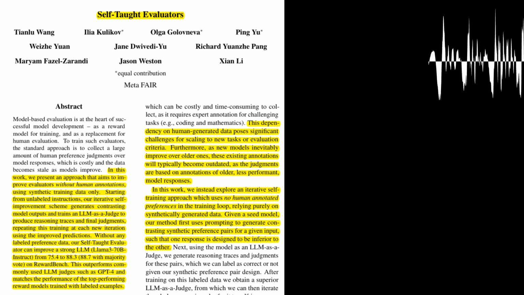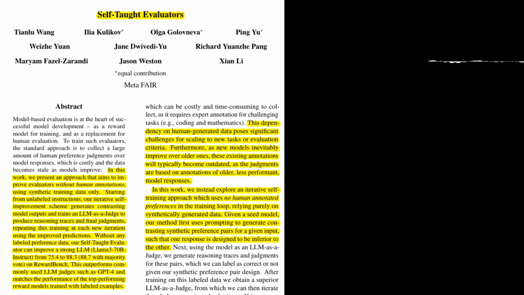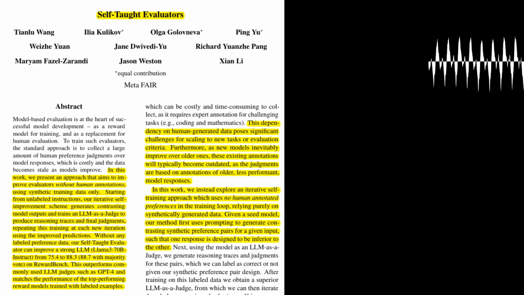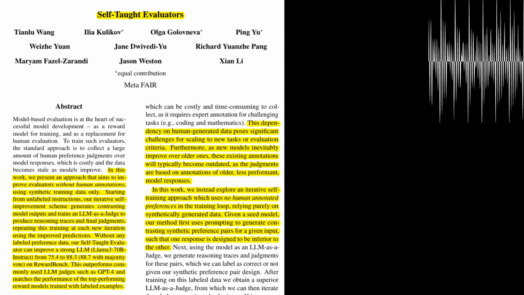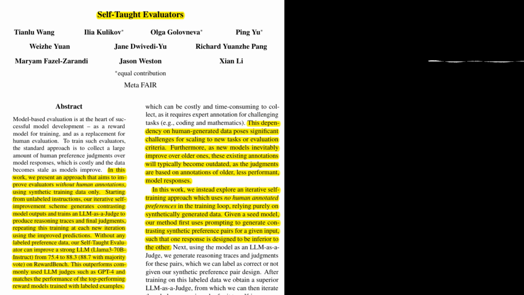Can you explain how this method works? The paper proposes an iterative self-training scheme that uses synthetically generated data. It starts with an initial seed LLM and a set of unlabeled instructions. The method then generates contrasting model outputs for each instruction, where one output is designed to be inferior to the other. This creates synthetic preference pairs.